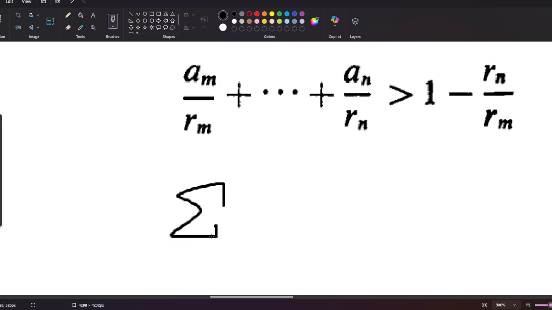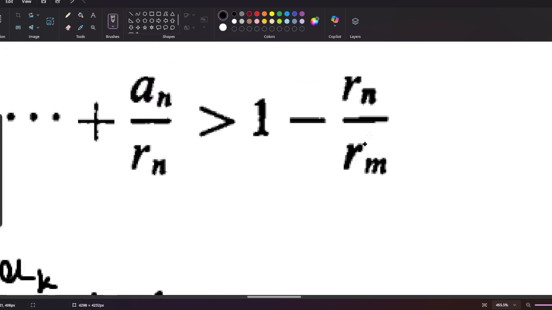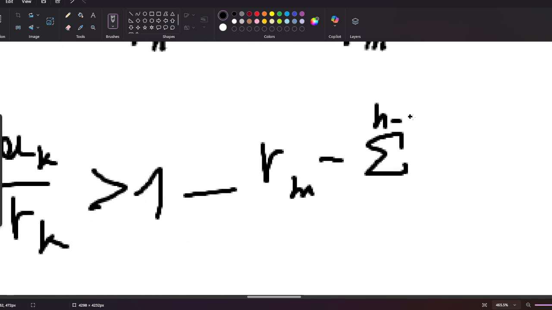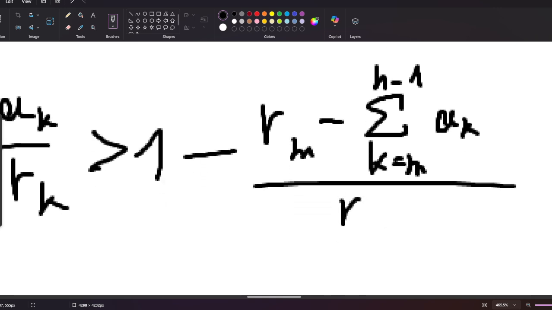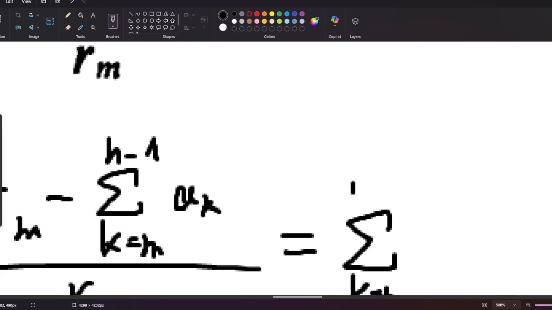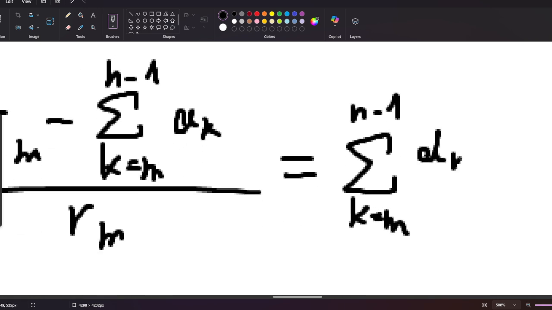So first of all, it is useful to rewrite it with sigma notation. So we start at m and we iterate up to n, and we have a_k over R_k here. Next, on the other side, it is helpful to represent R_n as R_m minus the part that we're truncating with the n. So we iterate up to n minus 1 from k equals m. We subtract a_k here, divided by R_m. So we have 1 minus that sum.